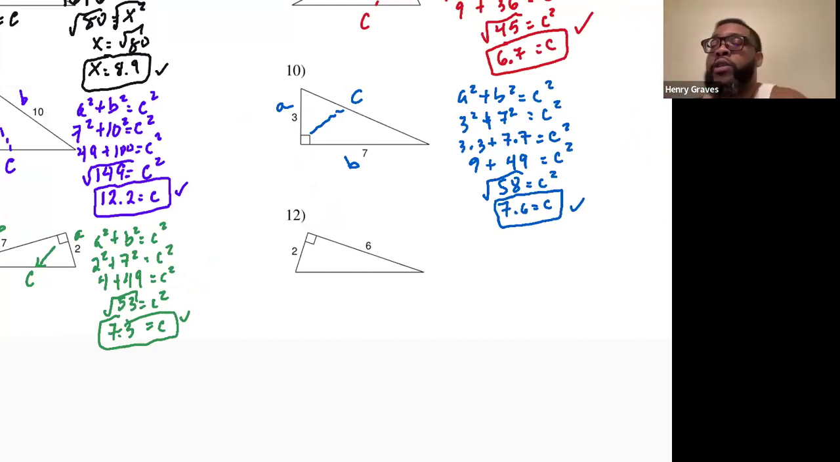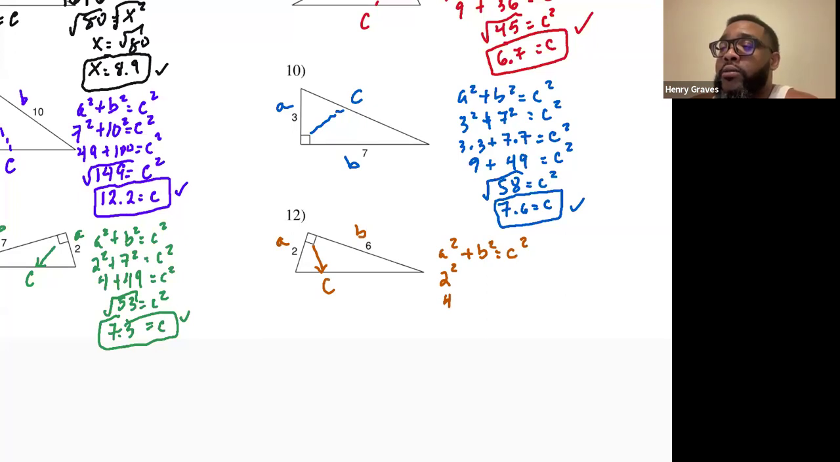All right, then the last one here on number 12. Again, directly across from my 90-degree angle is C, making this A and B. And I have A squared plus B squared equals C squared. So it's going to be 2 squared, which is 4, plus 6 squared, which is 36. And I'm going to have to find the square root of 40. So in order for me to find my answer, I have to find the square root of 40.